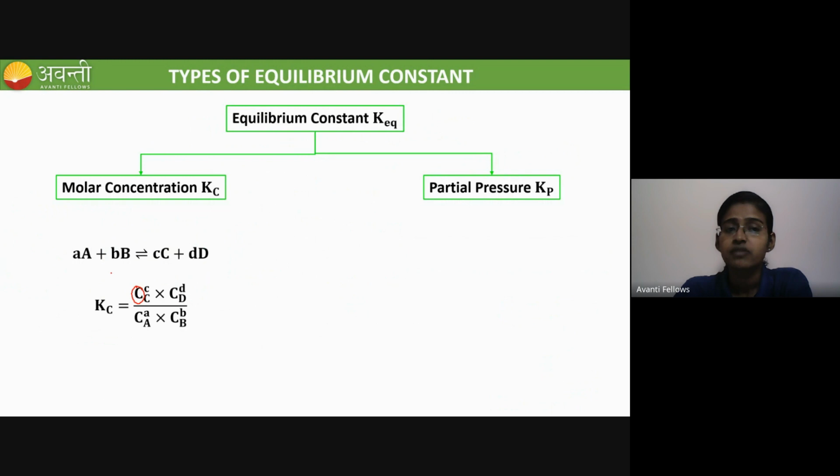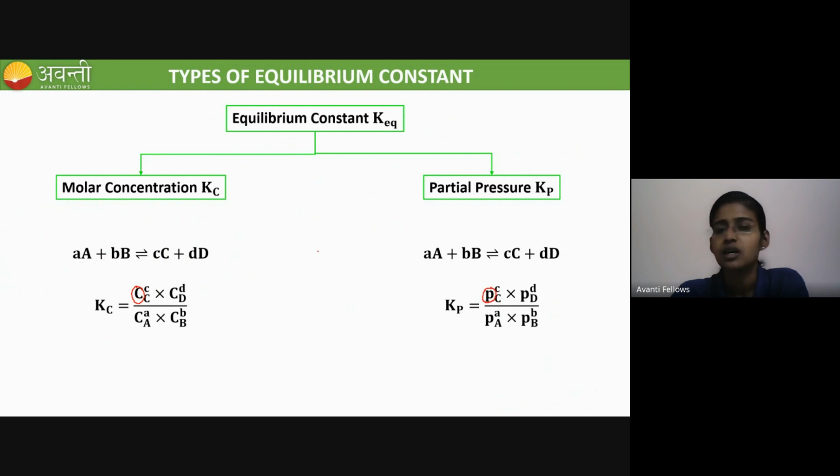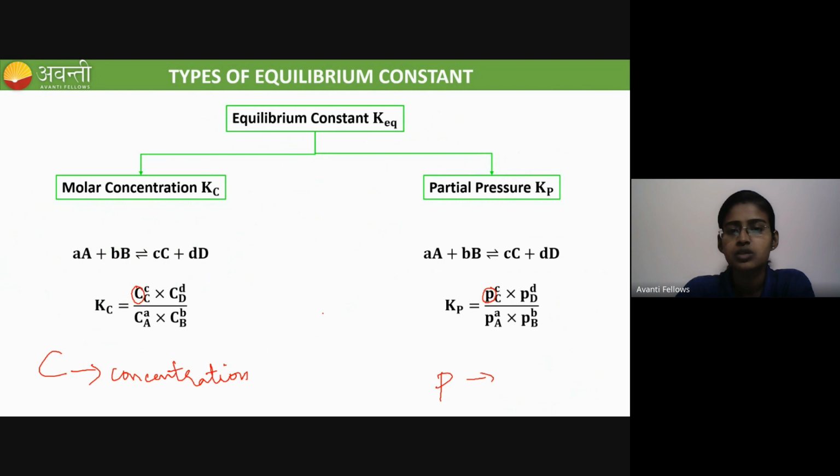If I have to write the Kp for the same reaction, instead of concentration, you put partial pressure. That's all. So C denotes the concentration here, and P denotes the partial pressure. Product by reactant, raised to their stoichiometric coefficients. That's all about this equilibrium constant.